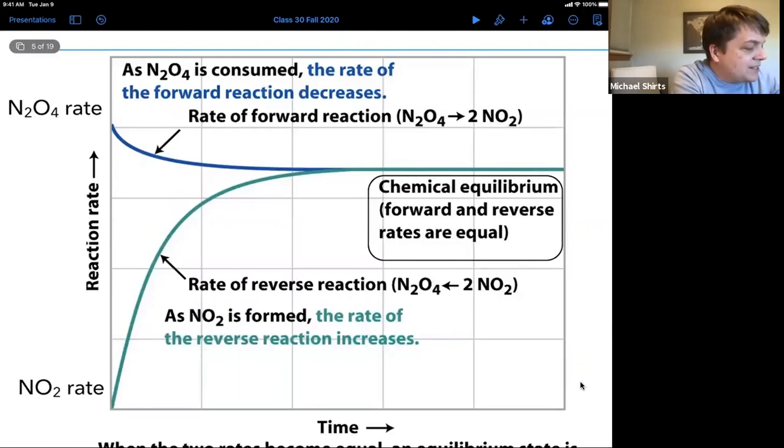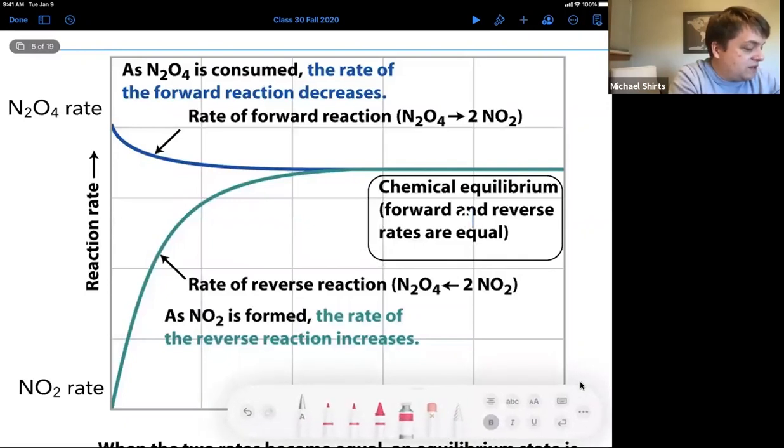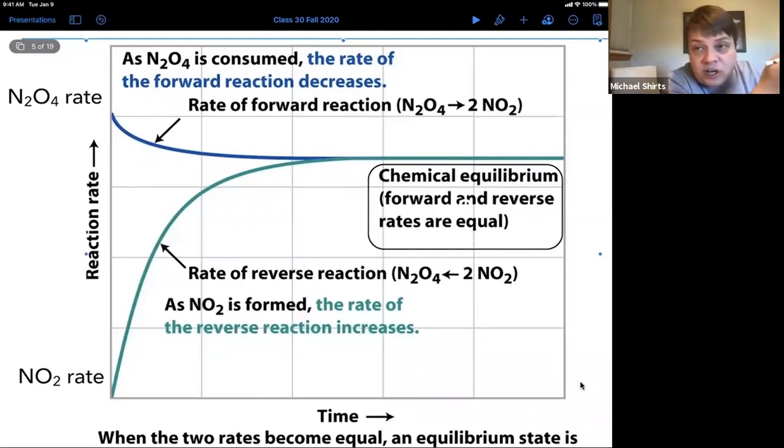And so what we get is that eventually we reach an equilibrium where the forward and the reverse rates are the same. And remember, these are not the amounts. This is the rate of the reverse reaction, which starts out at 0 and gradually gets larger over time. And here we have the forward reaction, which starts out high and gradually slows down until the rates are equal. When the rates are equal, there's no net production or decomposition of N2O4. It remains approximately the same.